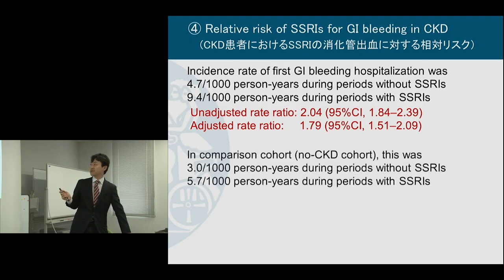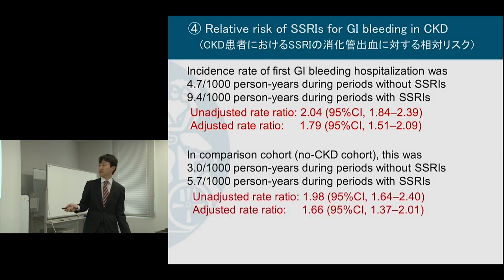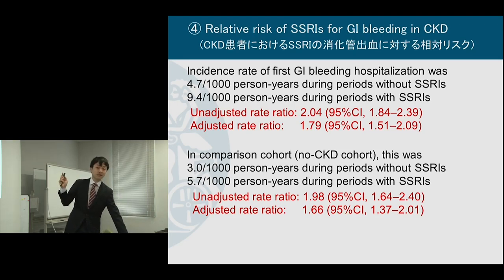I repeated the analysis in the CKD and non-CKD cohorts I established during my first paper. This was 3.0 and 5.7, and the adjusted rate ratio was 1.98 and 1.66. So how to interpret the result? I expected that if antidepressants or SSRI are really risky in patients with CKD, this should be 3 or 4. But the reality was slightly different, but not very different.